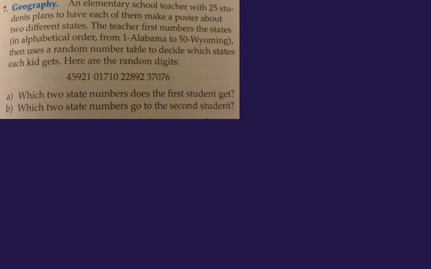Okay, here we have an example where we're talking about an elementary school teacher with 25 students. Basically, the teacher wants the first numbers of the states to be given out, and we want to figure out which kid gets which state. In part A, it says which 2 state numbers does the first student get? Let me magnify this just a little bit.